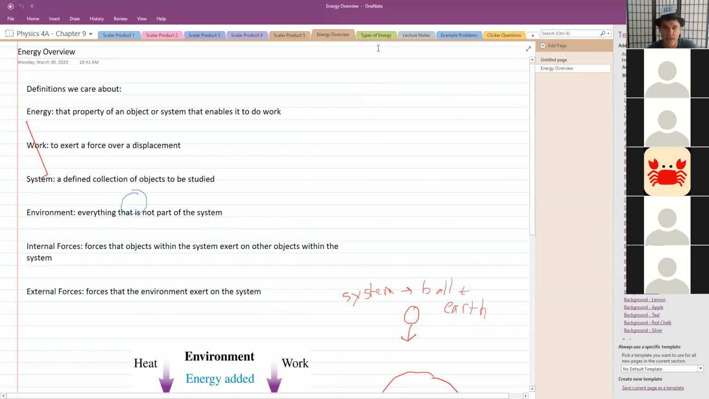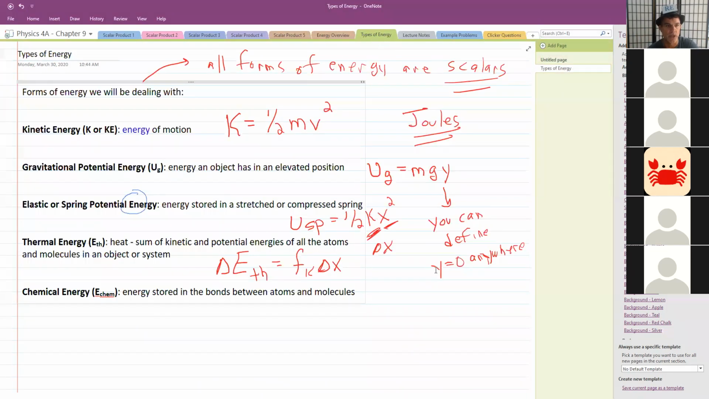And then last but not least, we're looking at types of energy. So there's only 5 types of energy we're going to be dealing with in this chapter. We're not dealing with nuclear energy. We're not dealing with solar energy. We're not dealing with other forms that do exist. We're focusing on kinetic energy, gravitational potential energy, elastic or spring potential energy, thermal energy, and chemical energy.